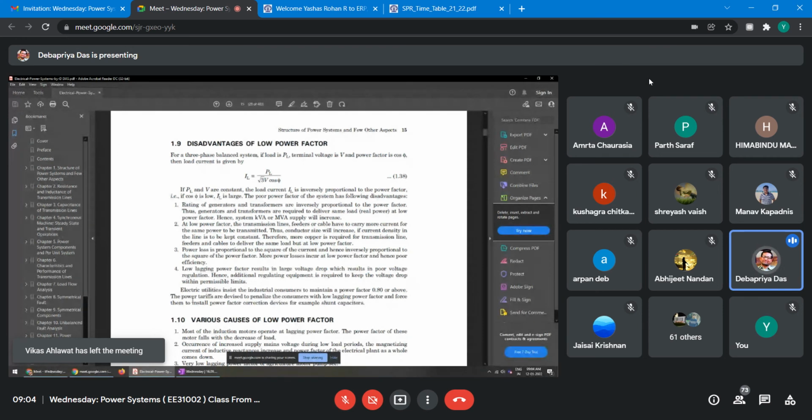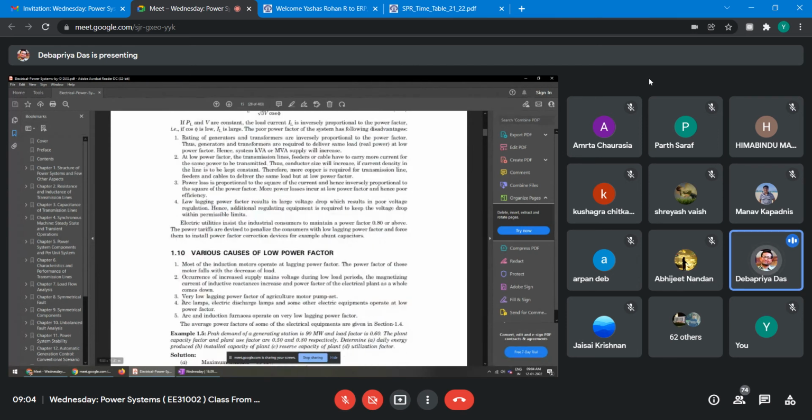Because synchronous generators in a power plant do not have sufficient capacity to supply those reactive powers. Generally, they operate around 0.85 power factor, so you know how much reactive power they will supply. So that's why, to compensate those reactive loads, in every substation you will find that shunt capacitors are connected.